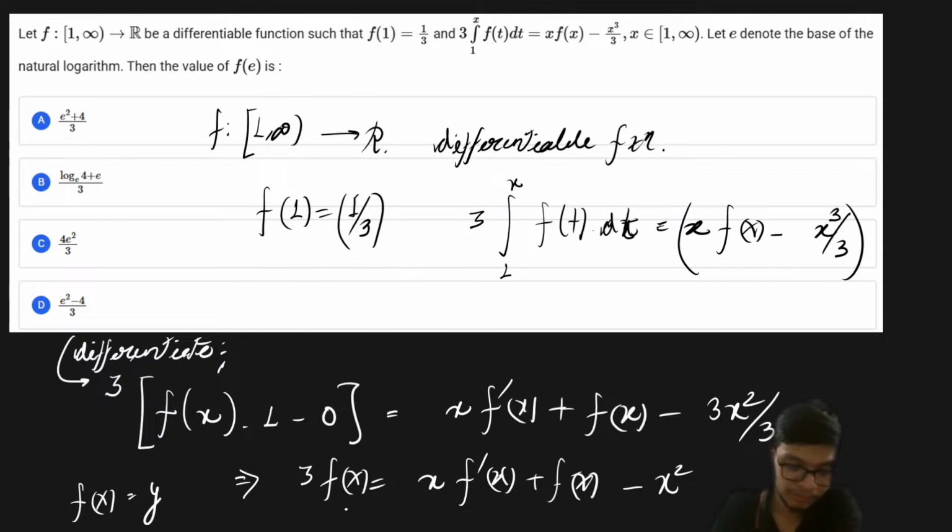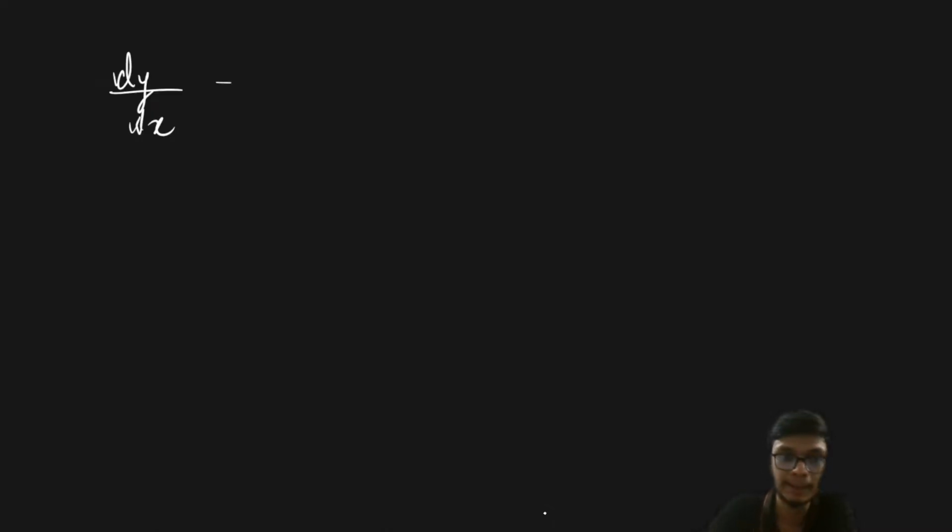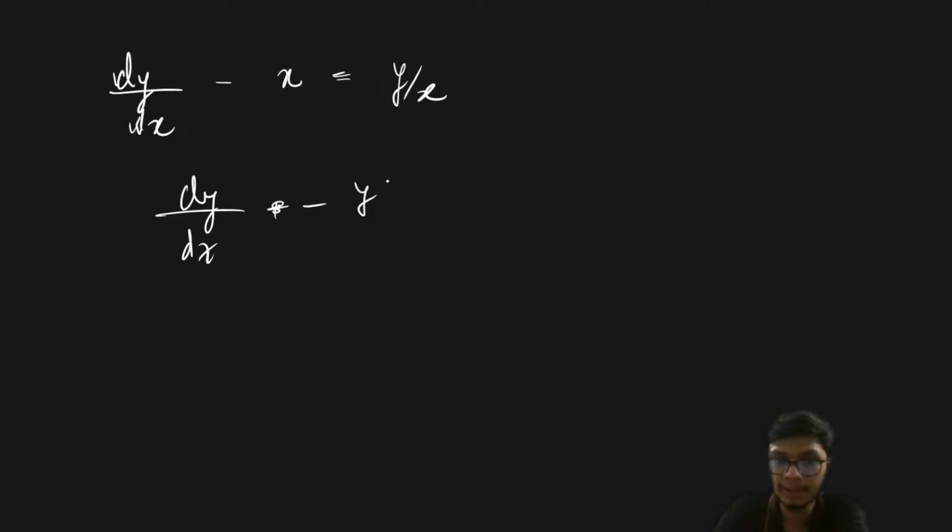Anyways, looking over here, let us focus over here. So this is going to be for the form 2y = x dy/dx − x². If I try to reduce it, this will basically be dy/dx, and what I'm doing is dividing by x on both sides. So dy/dx − x = y/x, which I can also write as dy/dx − y/x = x, right? Is this clear to all of you?